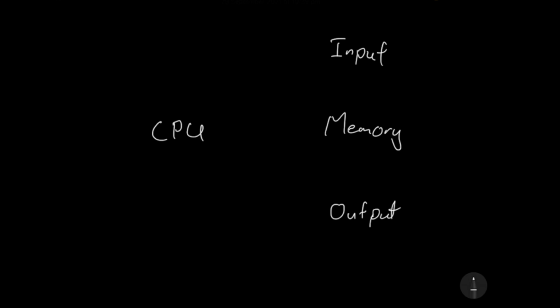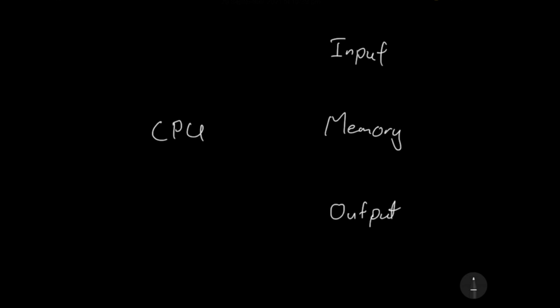So essentially, if we think of the core parts of a computer, we've got our CPU, or our processing unit. We've got a bunch of input devices. We've got some memory. And we've got some output devices. Excuse my messy handwriting.